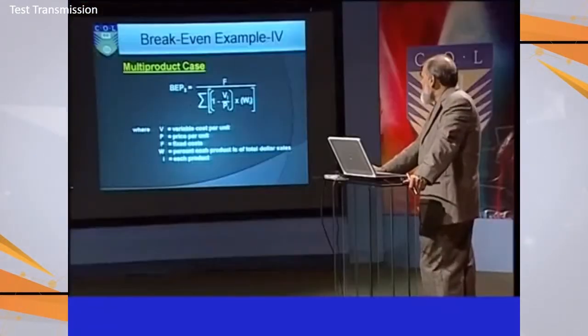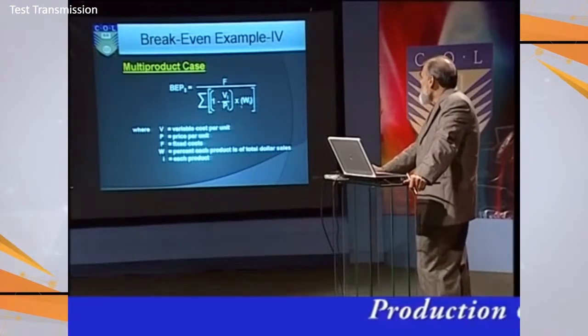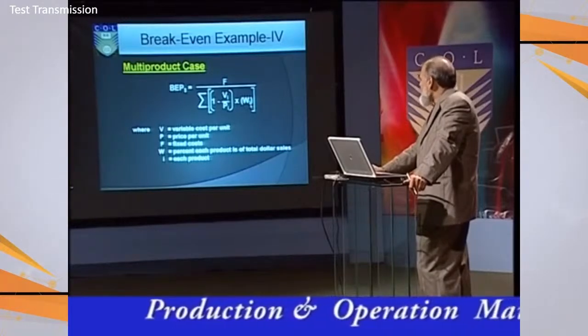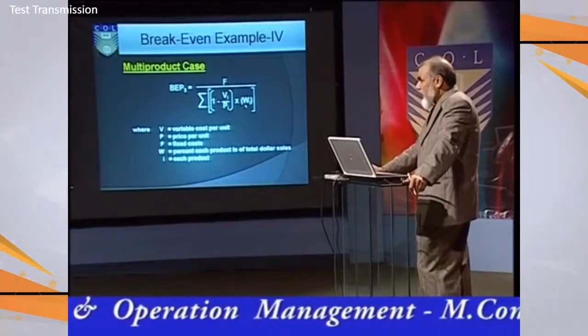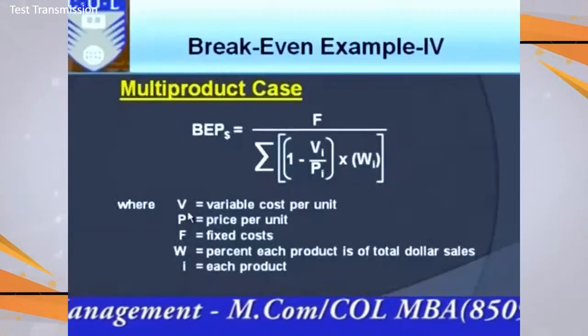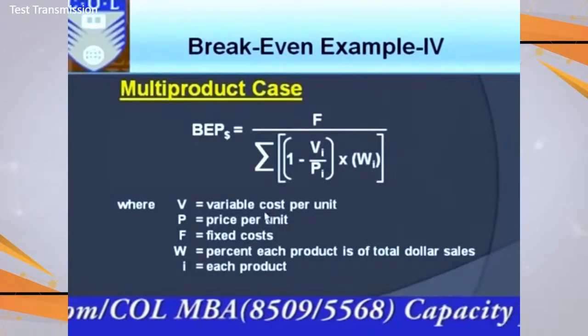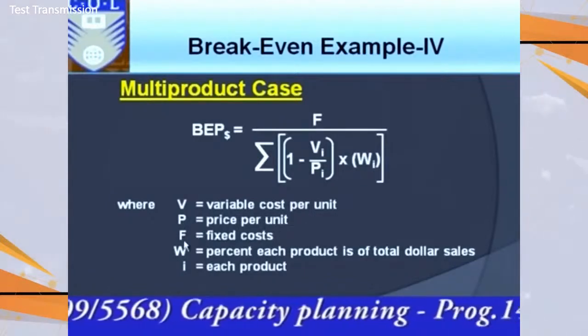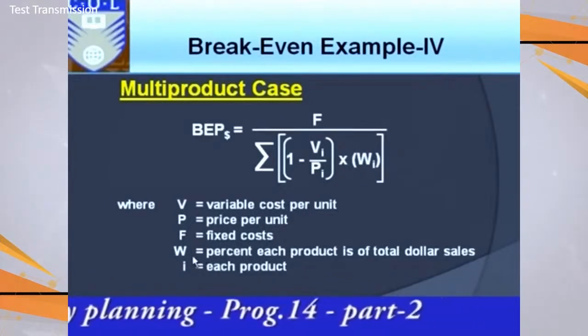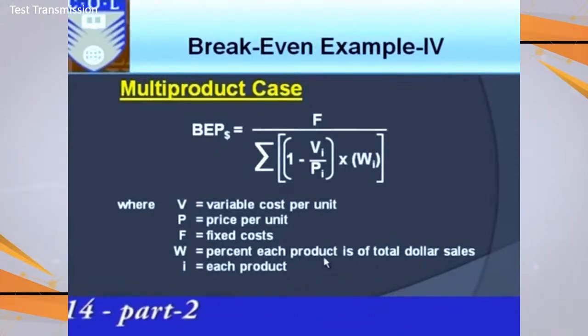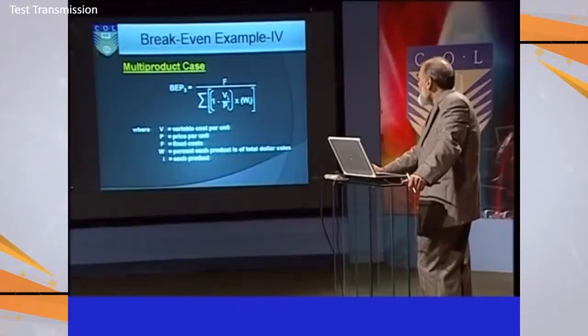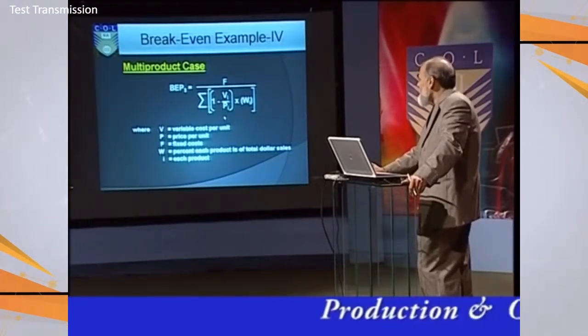For the multi-product case, we have a summation and the same equation with Wi. I and W are new parameters which we add in the multi-product case. V is variable cost per unit as usual, P is price per unit, F is fixed cost as usual, W is the percent each product is of total dollar sales. W is here, and I is each product. It will be 1, 2, 3, 4, 5, 6. I will replace with a product number, and we'll use this equation to come up with the multiple product case.